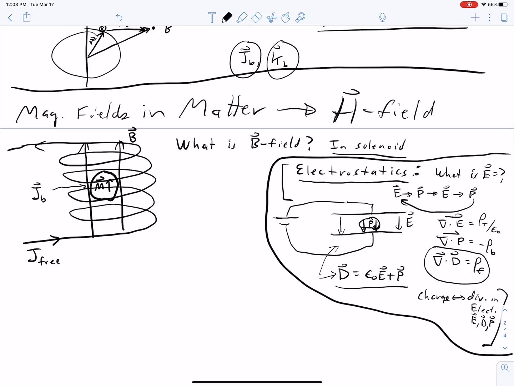And so now what's happening is that we have the same problem, because when we're asking now what is the B field in the solenoid, the problem is that the B field is going to cause the magnetization to change in the magnetic material, because remember, magnetic material just has a bunch of little current loops and they're all going to align in the B field.